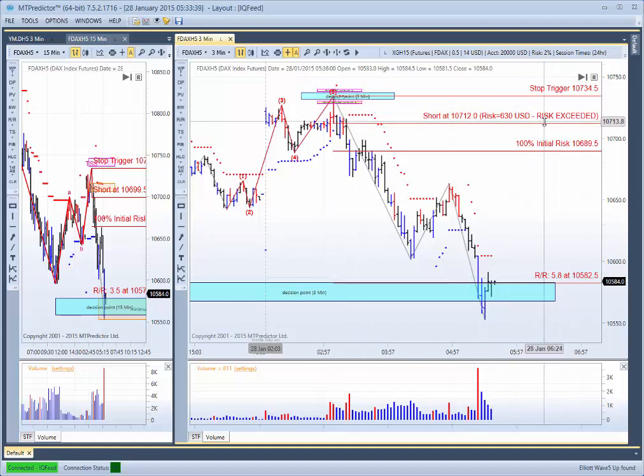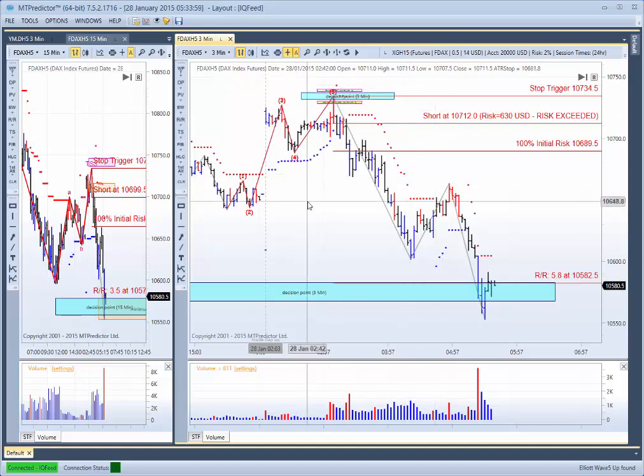You can see here it actually is telling you risk exceeded, because I'm only using a $20,000 account with a 2% initial risk. So the DAX is quite a big contract, so here the initial risk would have been $630, and that would have been too much for my sample $20,000 account.